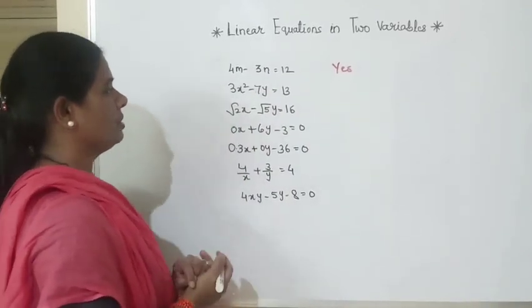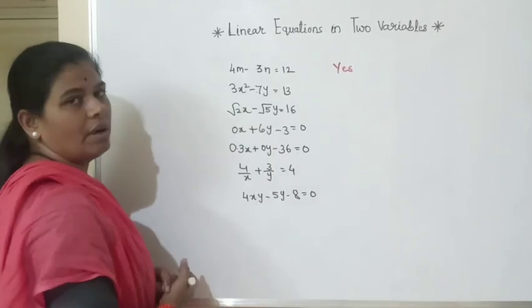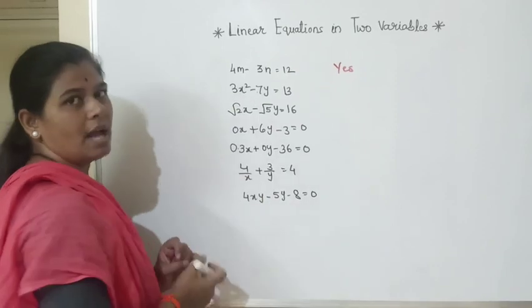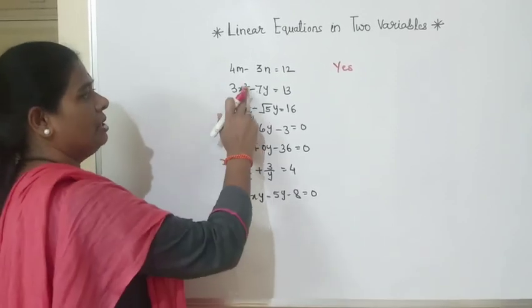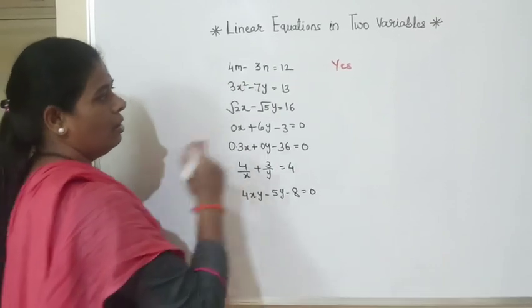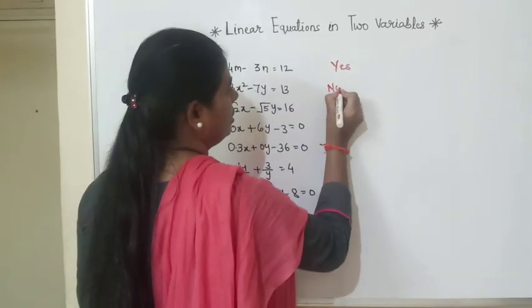Now the second equation, 3x square minus 7y equal to 13. सेकंड इक्वेशन मध्ये आपल्याला दिसतंय की दोन व्हेरिएबल्स आहेत x आणि y, पण x ची जी डिग्री आहे x रेज टू 2 आहे. सो x ची जी डिग्री आहे ती 2 आहे. सो दिस इज नॉट अ लिनियर इक्वेशन.